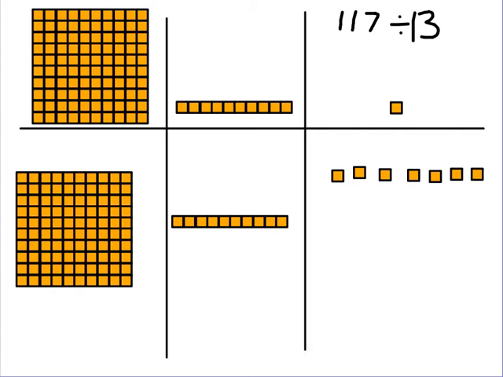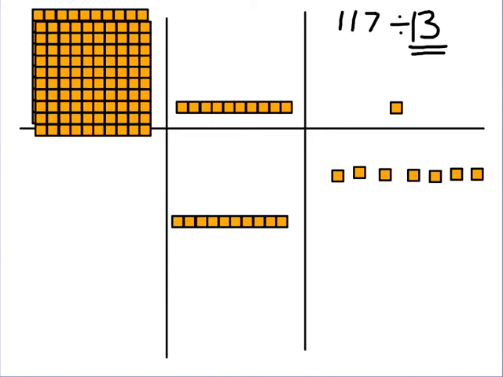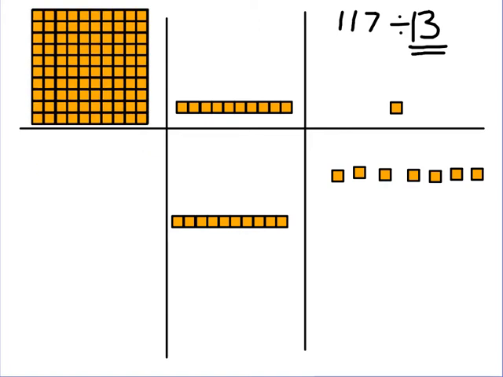Now, I have a small problem. I need to break them up into how many groups? 13. I need 13 groups, right? Is there a way to take this 100 block and break it into 13 groups? No. So the first thing I'm going to do is break up my 100. So I'm going to get rid of this 100 and I'm going to bring 10 more 10s down.